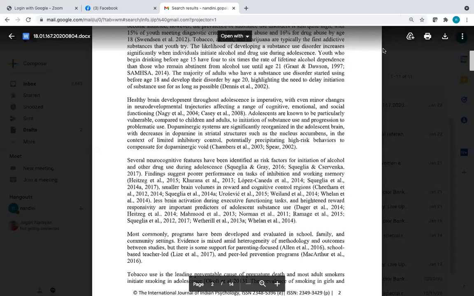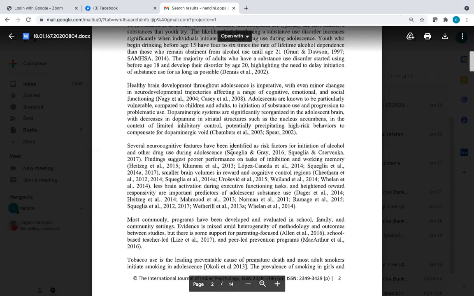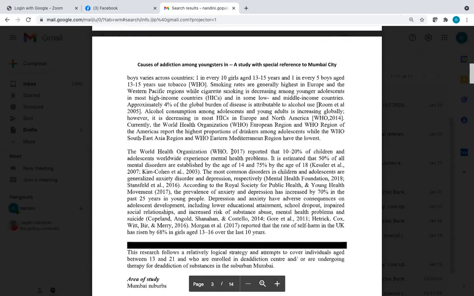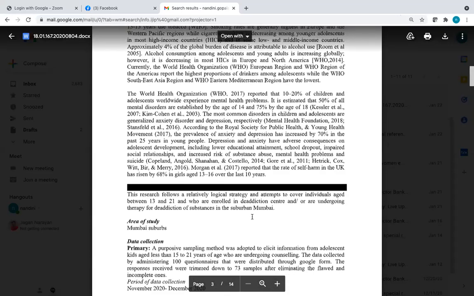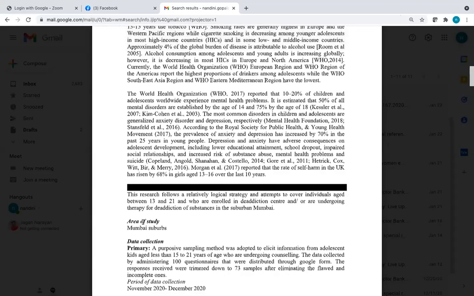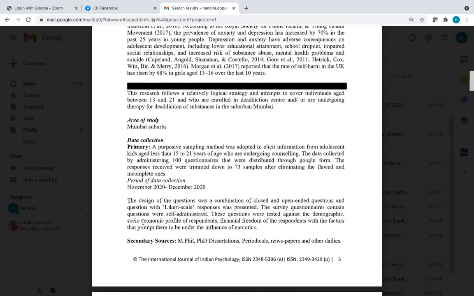What are the physical and mental problems? Accordingly, I will take out the review of literature here. When I read the review of literature, I will write the findings; my findings may contradict or may be in line. Finally, I will say that in review of these literatures, I would like to do the study. Then I talk about research methodology. This is my research methodology, wherein the area of study is Mumbai suburb. Then data is collected like this, with a period of collection.